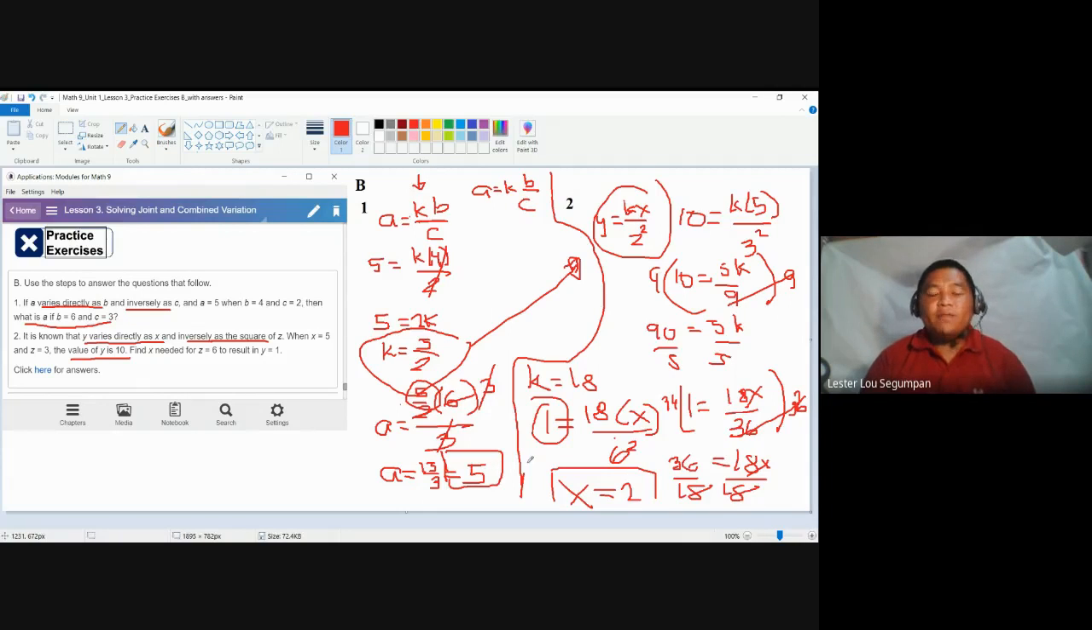So see, combined variation does not necessarily use one specific statement or equation, but what you need is to analyze the given and to find out what are the processes needed to solve for the unknown.